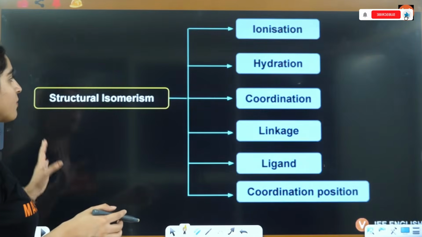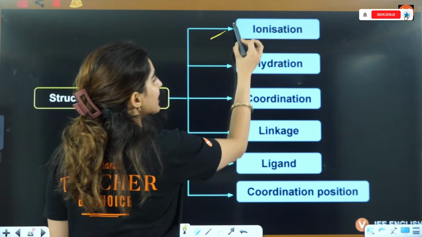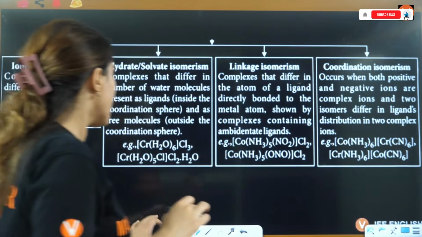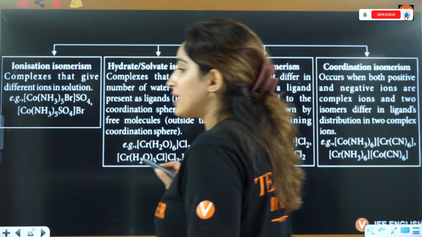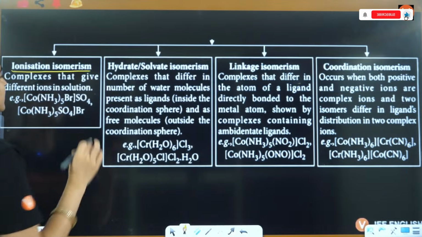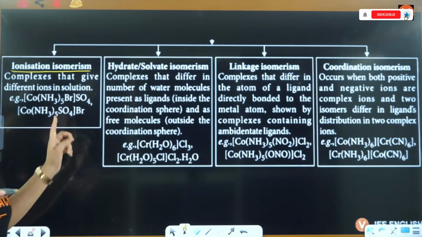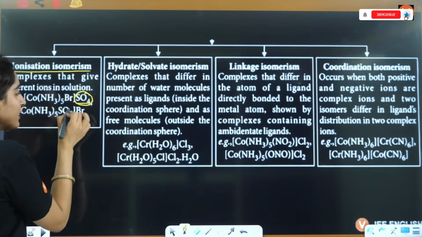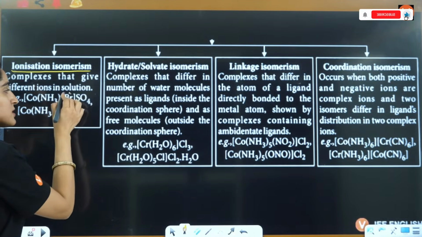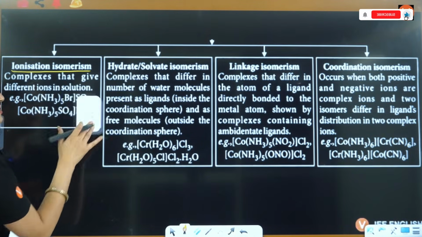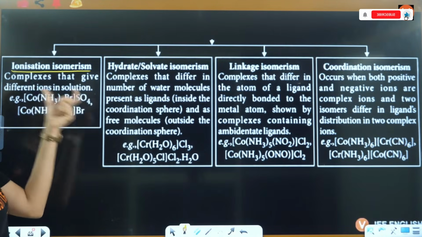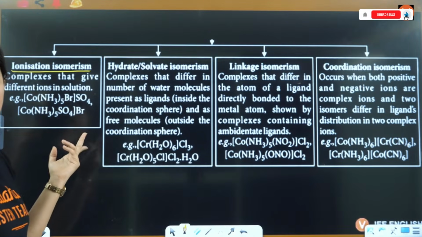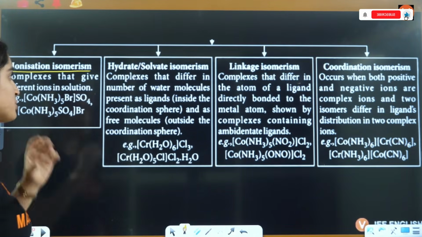So firstly, let's talk about structural isomerism. You have ionization, hydration, coordination, linkage, ligand and coordinate position isomerism. So let's see this one by one. What is ionization isomerism? I hope you're able to see this. If you see these examples, this counter ion is interchanged by the ligand. This is acting as a ligand here, and here it is acting as a counter ion. So that gives different ions in the solution. That means different counter ions they are giving, and the same counter ion is behaving as a ligand. That is called ionization isomerism.